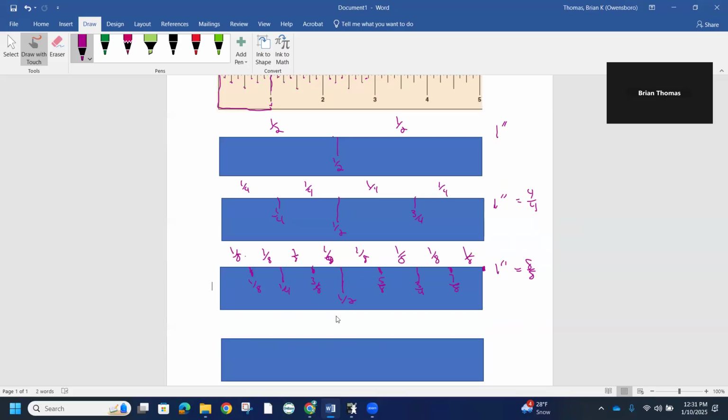So we can cut it in half. Then we can cut each half in half. Then we can cut each of those in half, and this becomes our eighths, if you will. Make these a little bit longer. And then we have that. And then this is considered our inch mark, if you will.